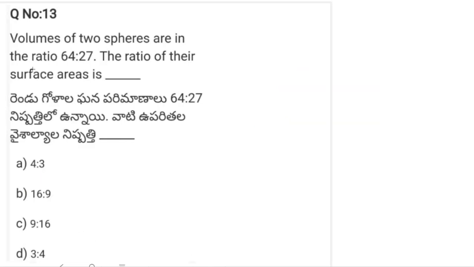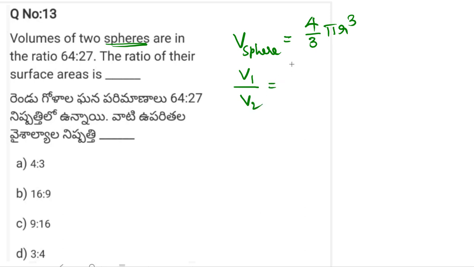Volumes of two spheres are in the ratio 64:27. The ratio of their surface areas is, here we are given spheres. What is the formula to find out the volume of a sphere? Volume of a sphere equal to 4 by 3 pi r cube. Here we have two spheres. So V1 by V2 like this we can take. This is equal to 4 by 3 pi r1 cube divided by 4 by 3 pi r2 cube. So this is equal to, given that is equal to 64:27. That means we can write that one as 64/27. 4 by 3 pi and 4 by 3 pi get cancelled.